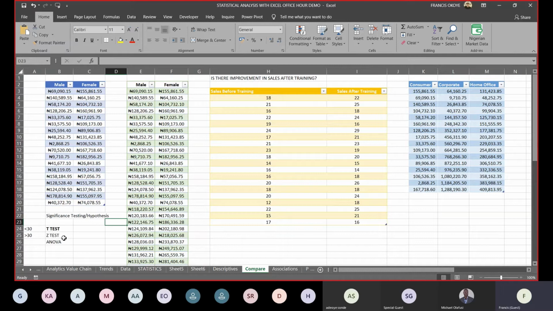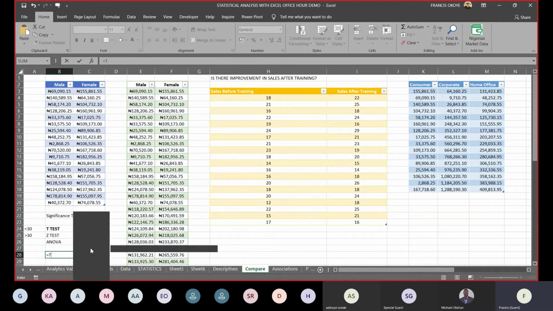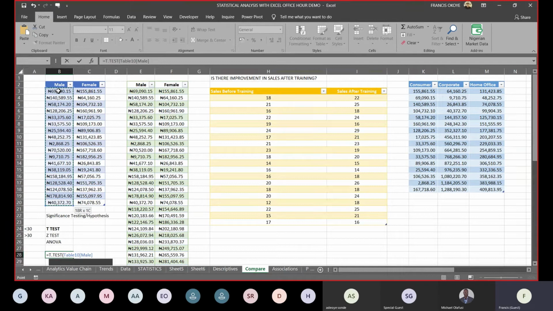In Excel, you have equal to T.TEST. So here's the t-test. There's your array. I can pick maybe my array 1, I pick my array 2. And the question now is, is it a one-tail test or two-tail test?